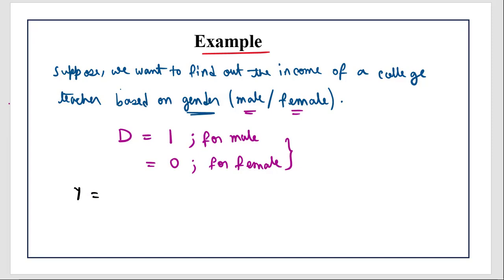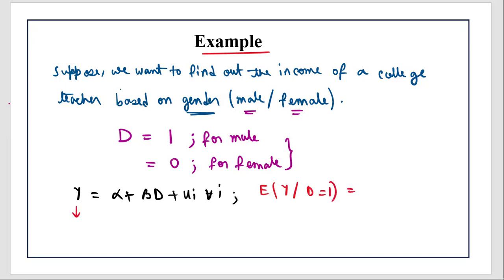Y equals alpha plus beta into the dummy variable plus u_i. Suppose this is your model now. So can you tell me what this expression is? Can you tell me what the expected value of y given d equals 1 will be?